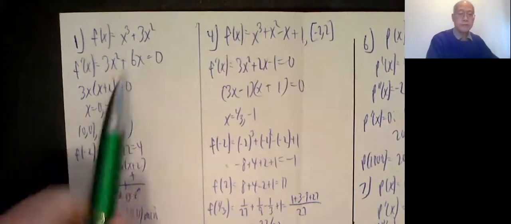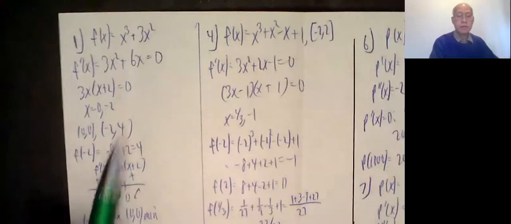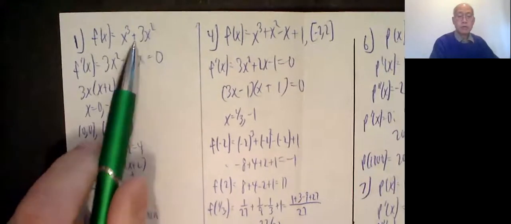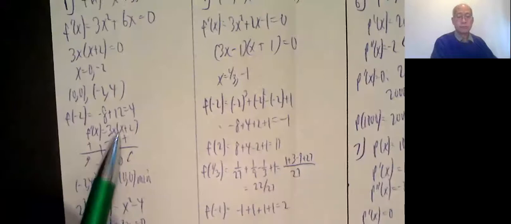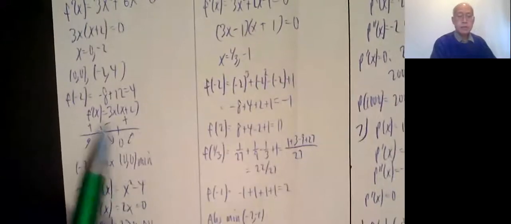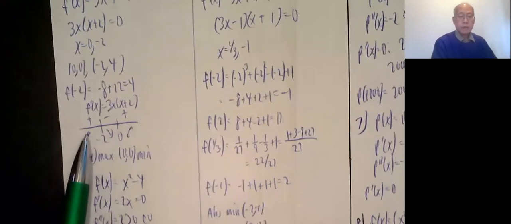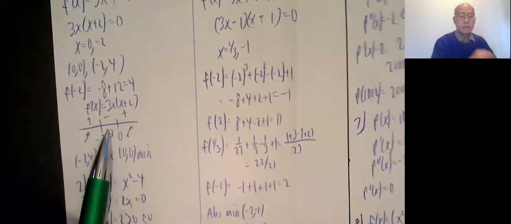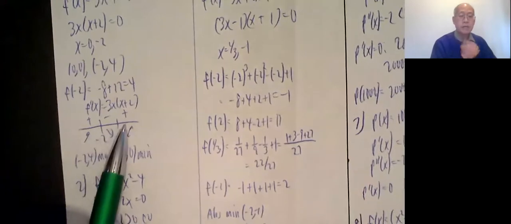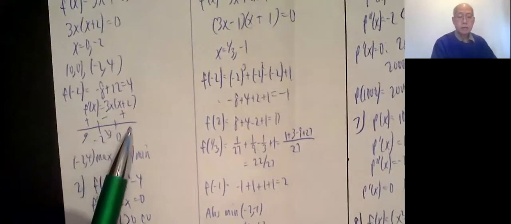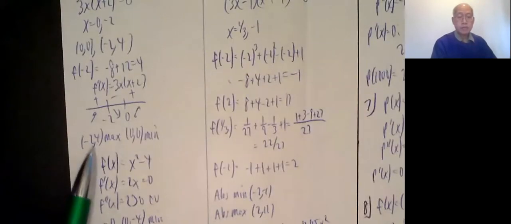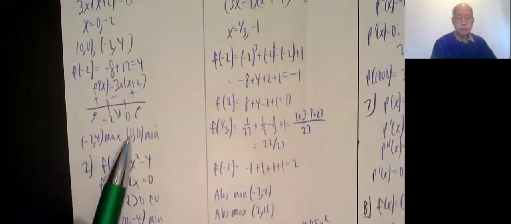Okay, f of negative 2: negative 2 cubed is negative 8, negative 2 squared is 4, 3 times 4 is 12, so 4. Sign chart, f prime is 3x times x plus 2. If you pick a number over here, it'll be positive. Something in between, like negative 1, it'll be negative. And something to the right of 0 will be positive. So that tells me negative 2, 4 is a max, 0, 0 is a min.